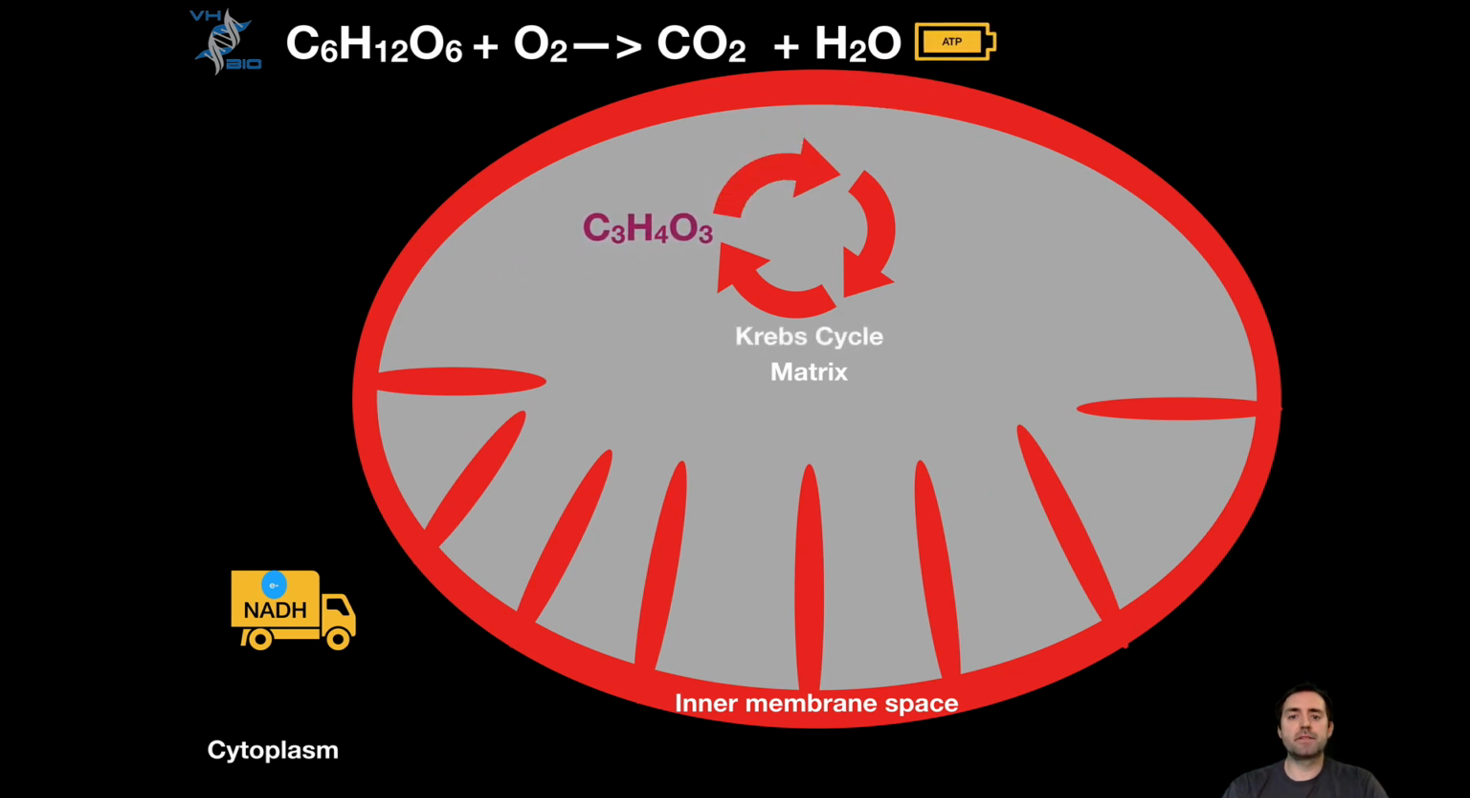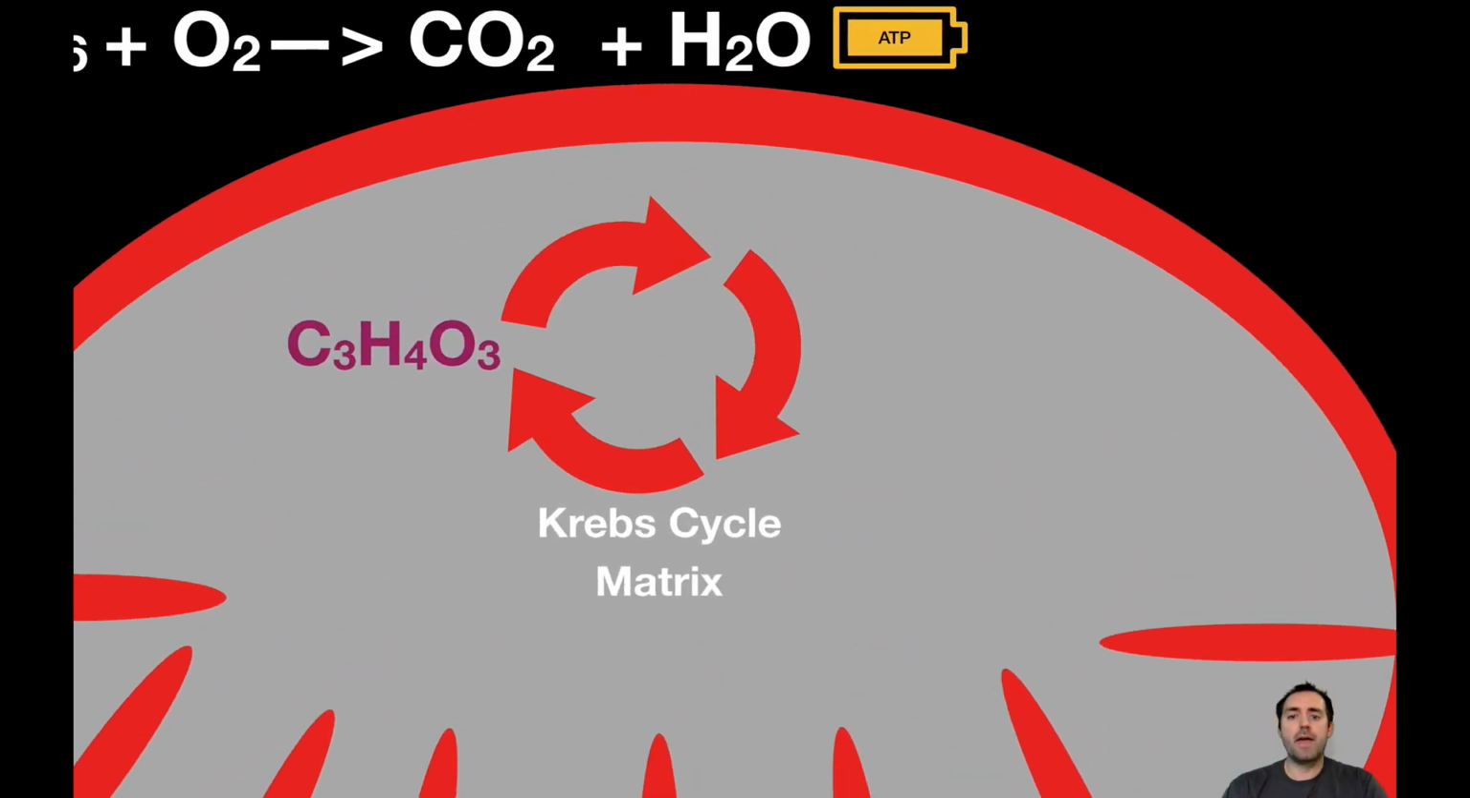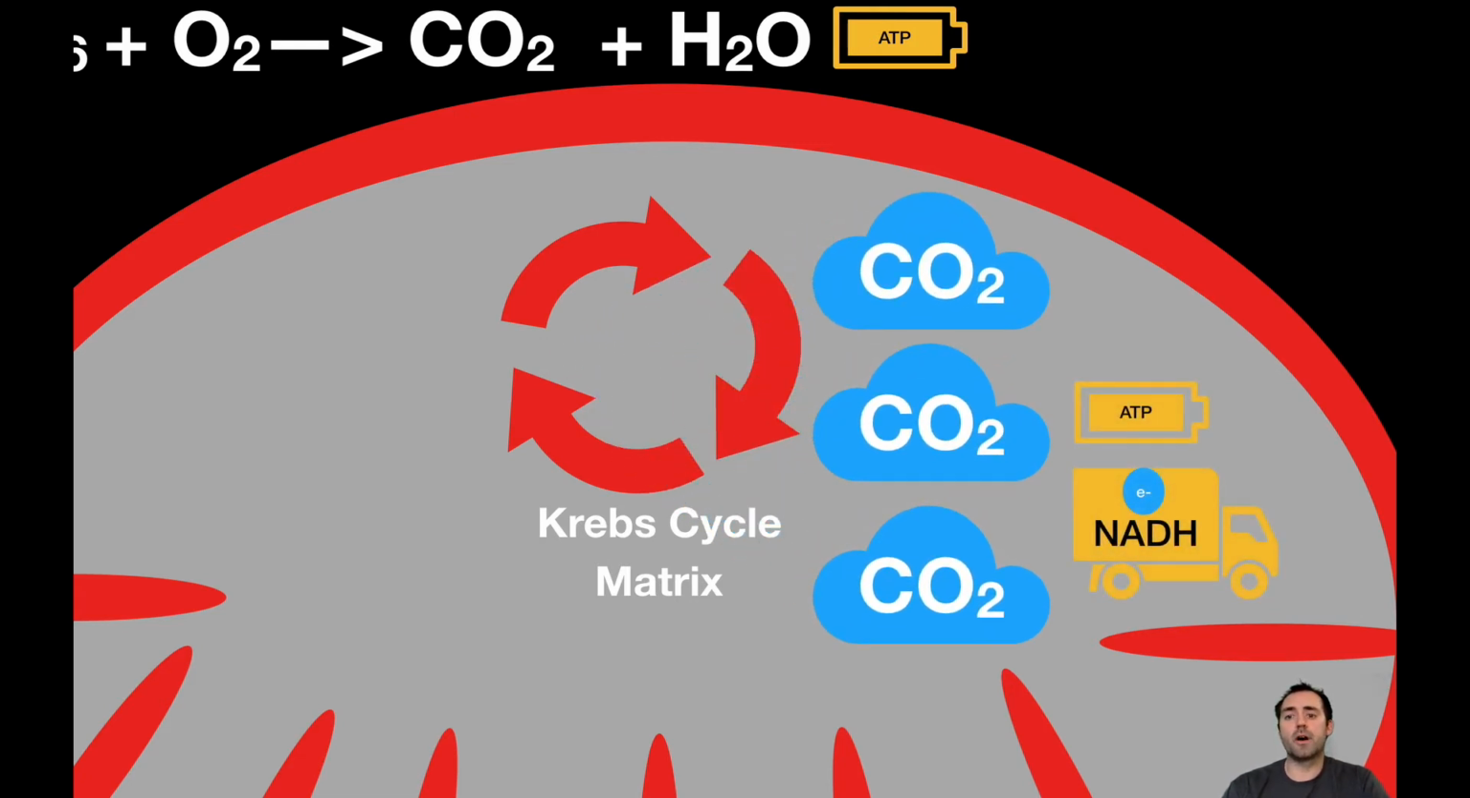So the next thing that happens is that these pyruvate molecules end up in the mitochondria, and what goes on next is called the Krebs cycle. Now the Krebs cycle takes this pyruvate and further breaks it down. And what does it break it down into? A very simple form of carbon called carbon dioxide.